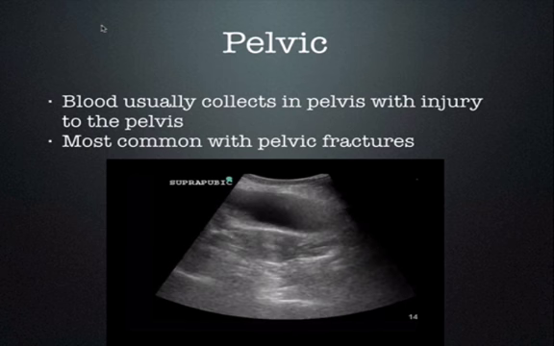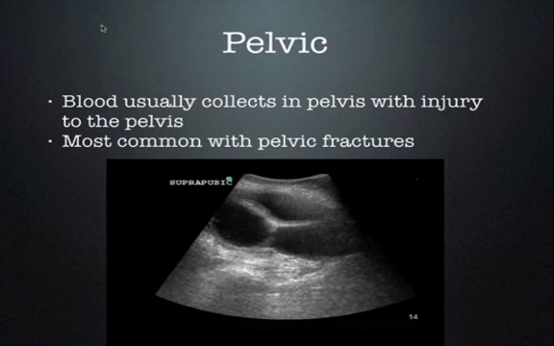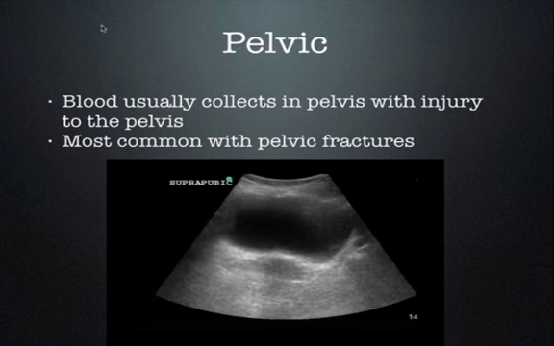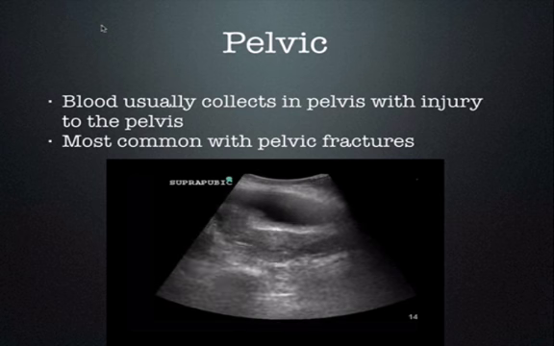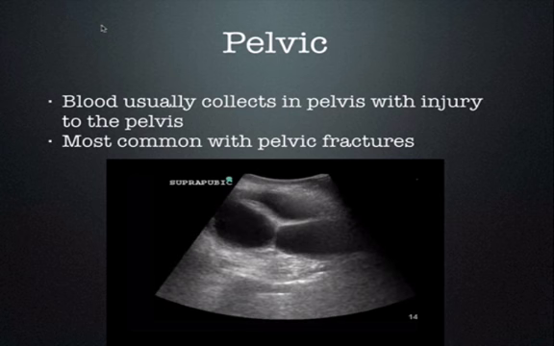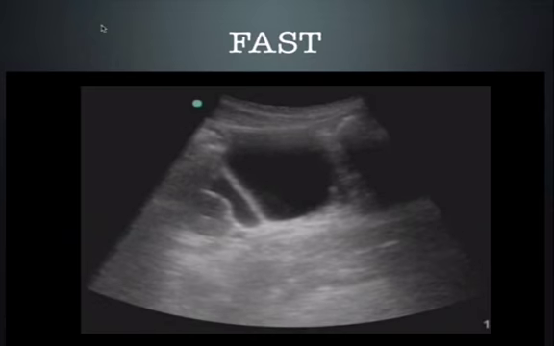If they're laying flat, the right upper quadrant is still the most common place. An exception may be with pelvic fractures. It seems that with pelvic fractures, even in the supine patient, the pelvis window is the most positive window.